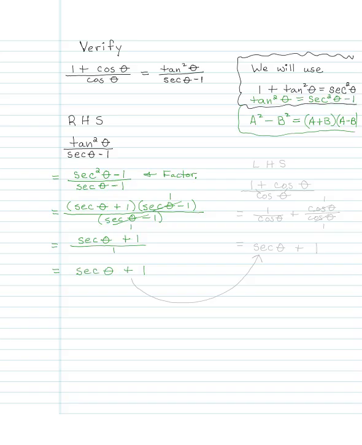And so now what I'm going to do is work with the left-hand side, which is 1 plus cosine theta all over cosine theta. And I'm going to break this fraction up because I'm looking down at what I got working with the right-hand side and I see what it looks like. So that's why I'm trying this. So I'm going to write it as 1 over cosine theta plus cosine theta over cosine theta. And 1 over cosine theta is equivalent to secant theta, and cosine over cosine is 1.